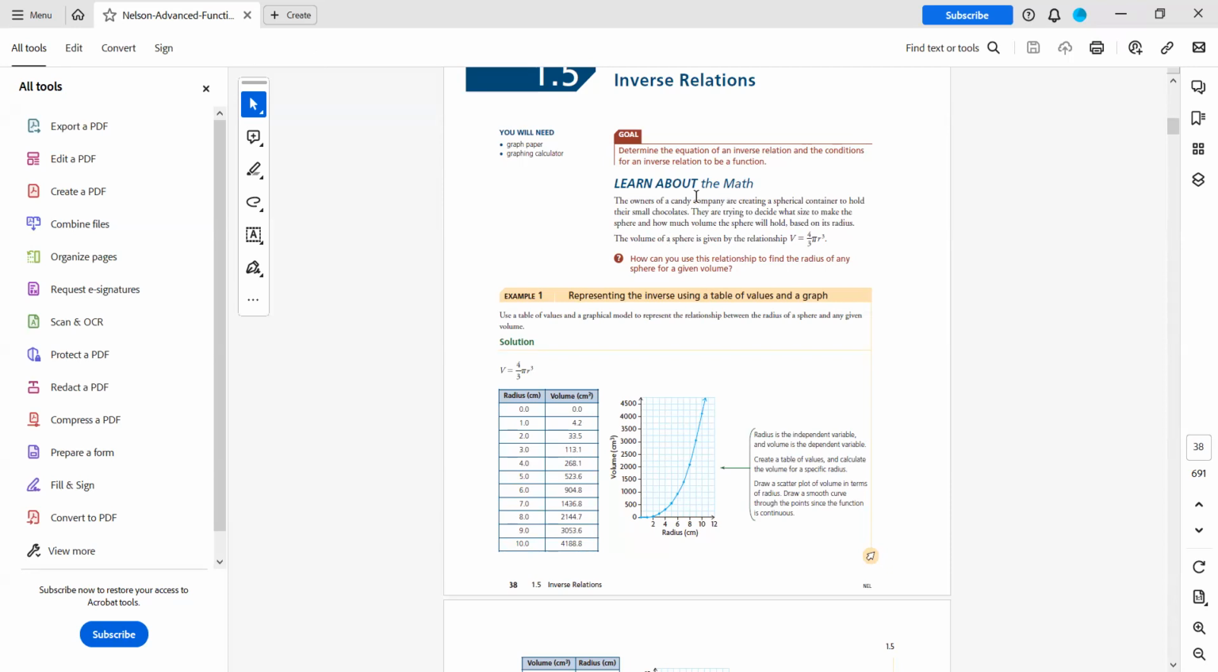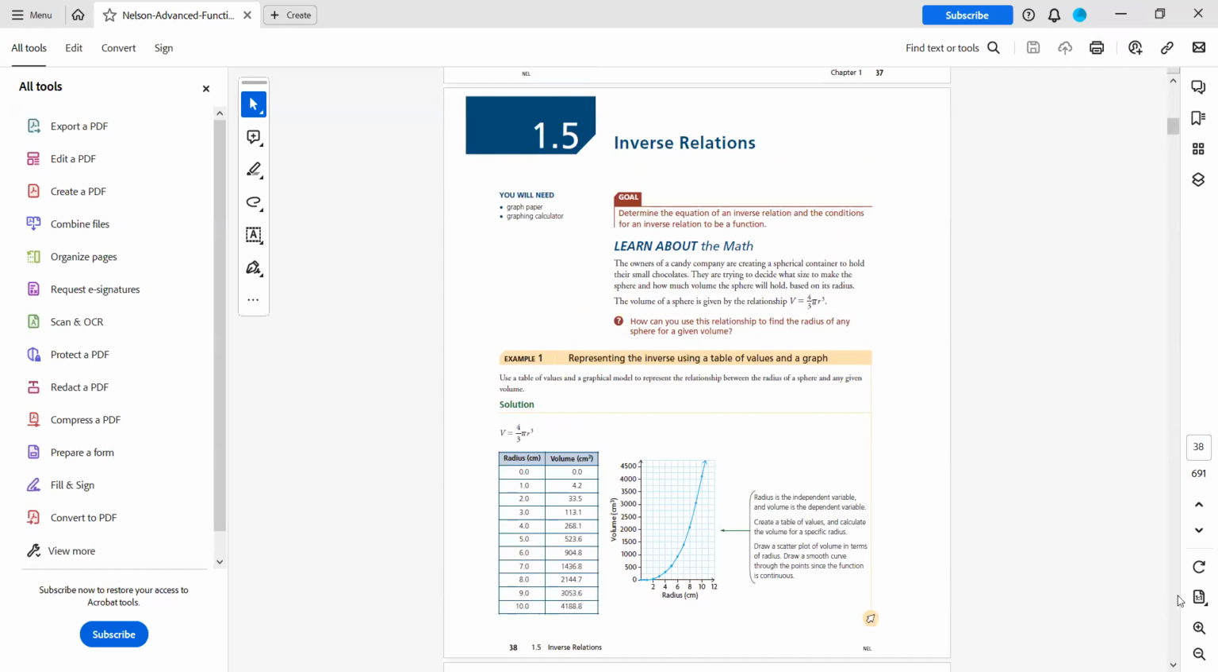Okay, guys, did you look through? So, to begin with, we're going to investigate what an inverse relation is on an example given below. Basically, the goal of today's class is to determine the equation of an inverse relation and the conditions for an inverse relation to be a function, right? We should remember that not every relation is a function, and we're going to look into it today.